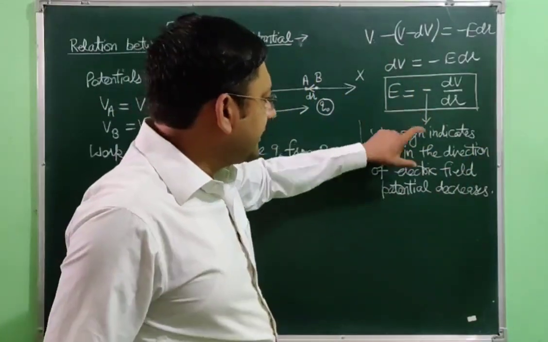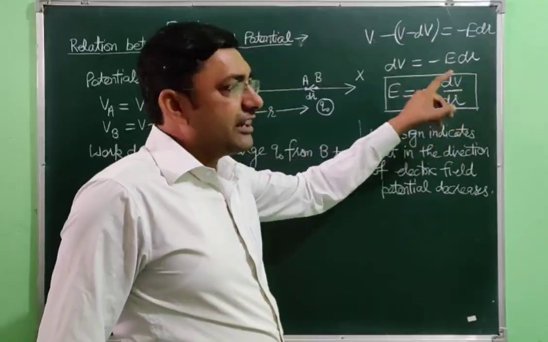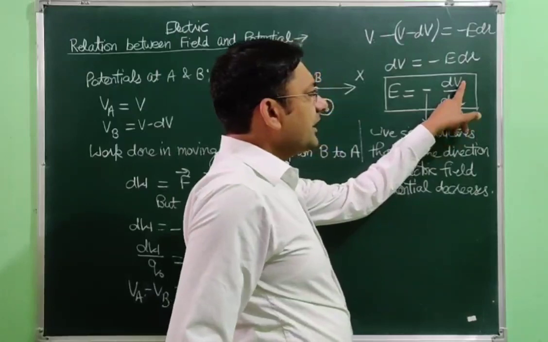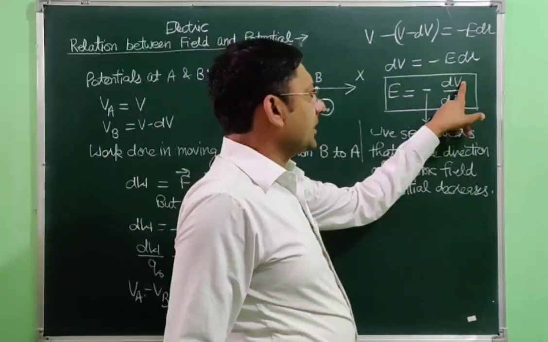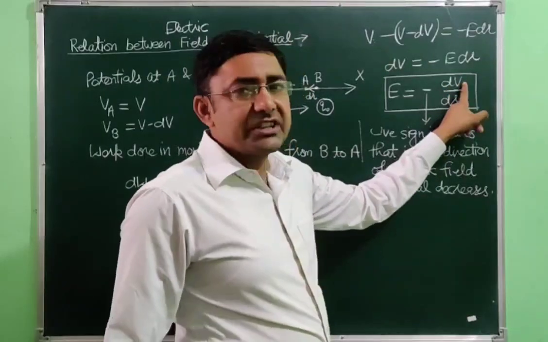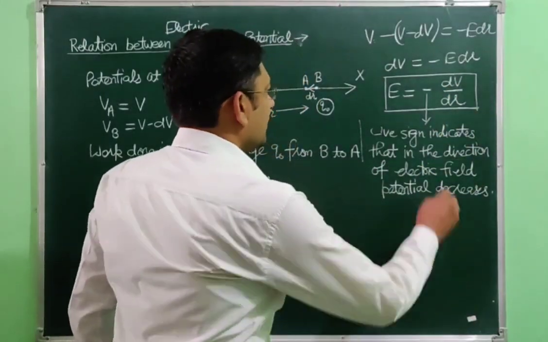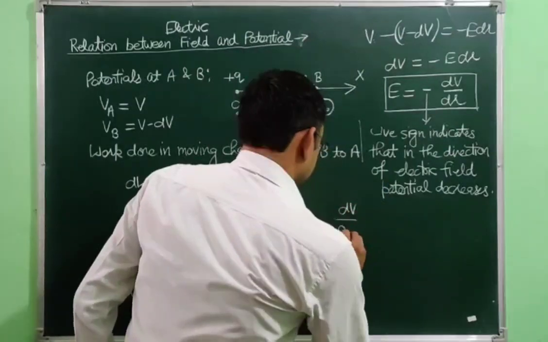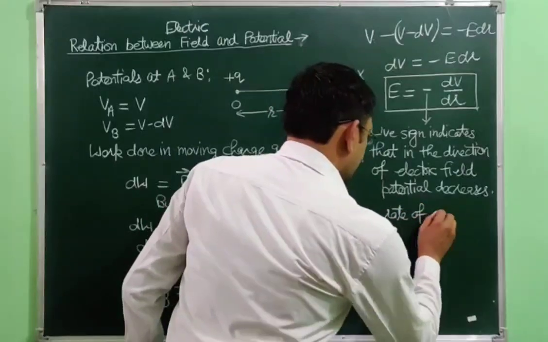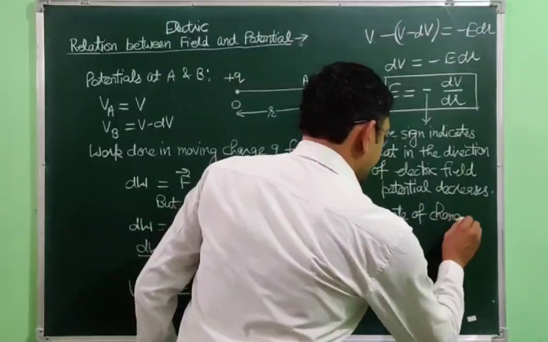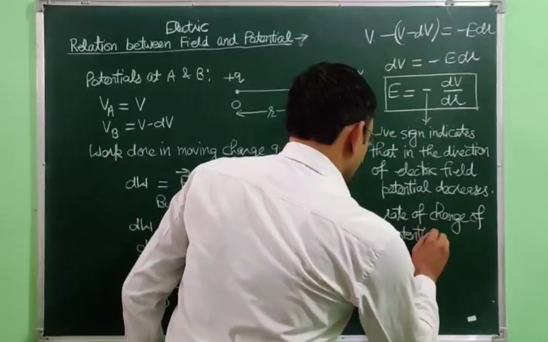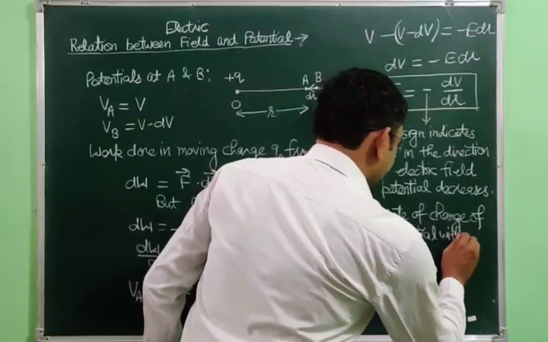तो ये बताता है कि इलेक्ट्रिक फील्ड की डायरेक्शन में पोटेंशियल का वैल्यू डिक्रीज होगा. एंड व्हाट इज दिस? दिस इज इलेक्ट्रिक पोटेंशियल एंड दिस इज डिस्प्लेसमेंट. तो व्हाट इज दिस? रेट ऑफ चेंज ऑफ पोटेंशियल विद डिस्टेंस. सो dV over dr is the rate of change of potential with distance.